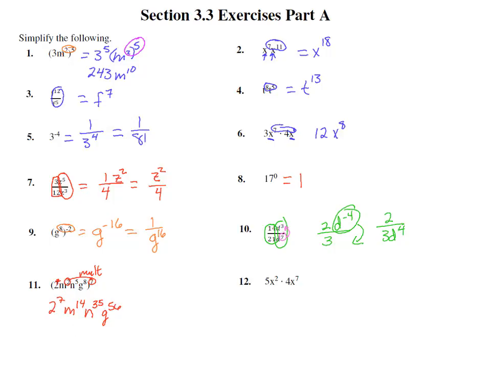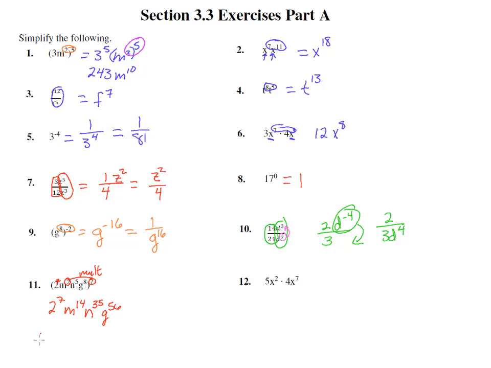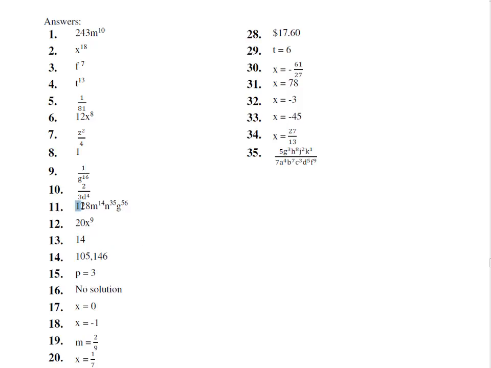So let's find out what that number is. 2 to the seventh power equals 128. So we have 128 m to the 14th, n to the 35th, and g to the 56th power. Wow, that was pretty big. Let's check and see if we got it. 128 m to the 14th, n to the 35th, g to the 56th.